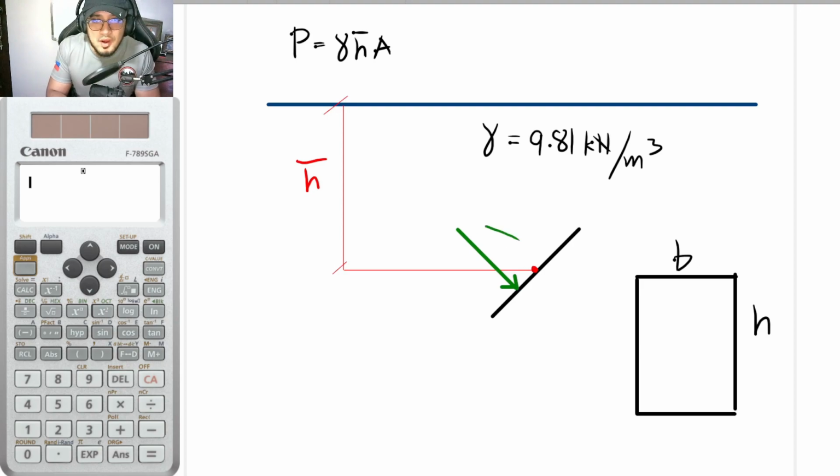So where is this located? This is located a distance below. It is always below the center of gravity. So the distance from the centroid up until this particular resultant of the pressure is what we would be calling our eccentricity E.